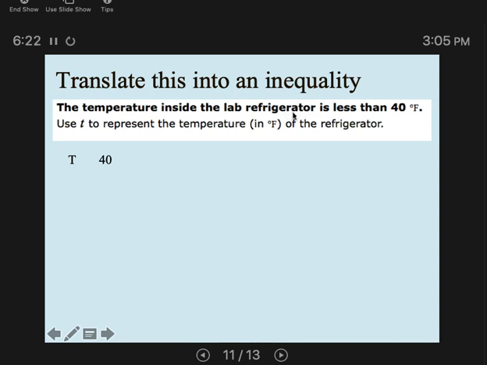The temperature inside the lab refrigerator is less than 40 degrees. Use T to represent the temperature in degrees. Okay, so T and 40. So let's try putting in our numbers again, 1, 40, and 100. Could it be 1 degree? Sure it could. Could it be 40? No. Could it be 100? No. That wouldn't be a fridge. So oh, it can't be exactly 40. It says it's less than 40. 40 is too warm. So it can't have an equal sign. T is less than 40.